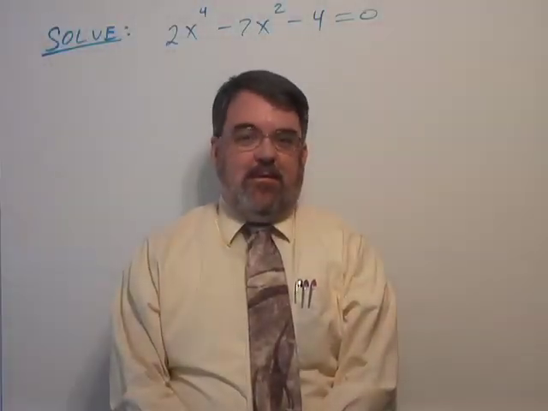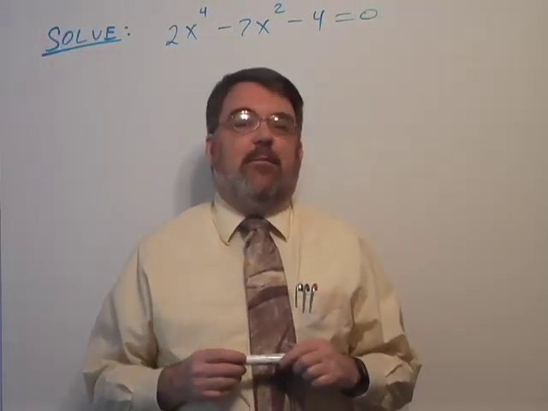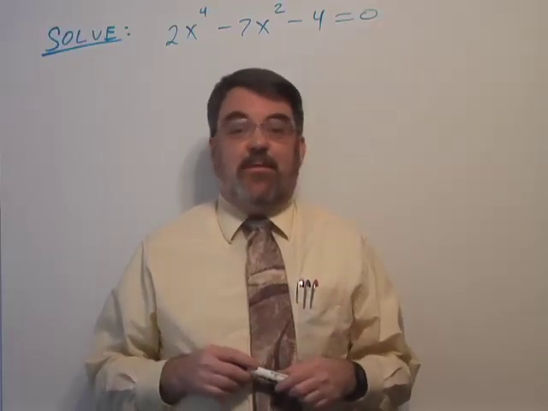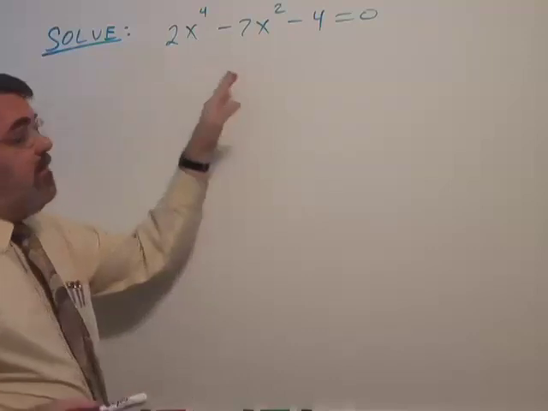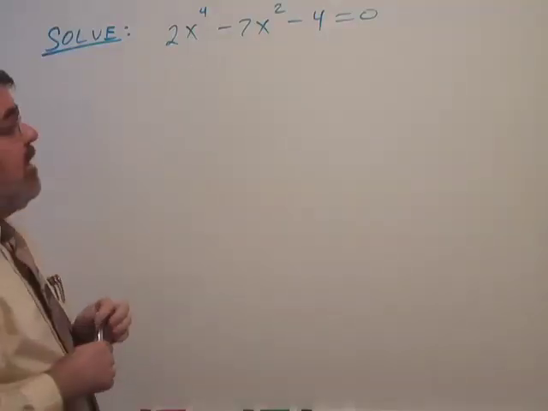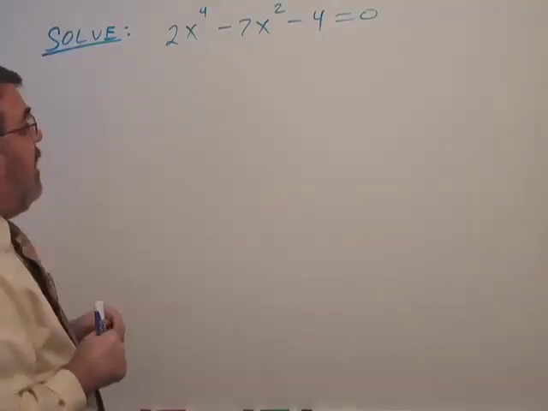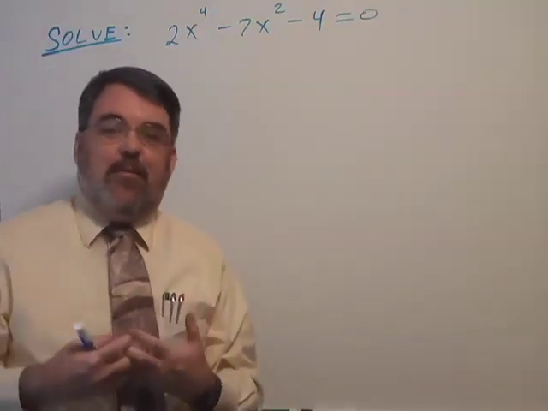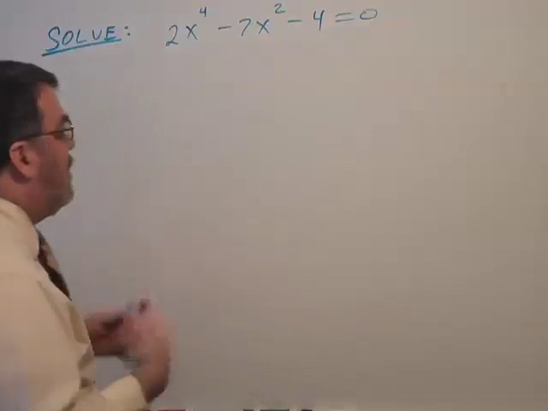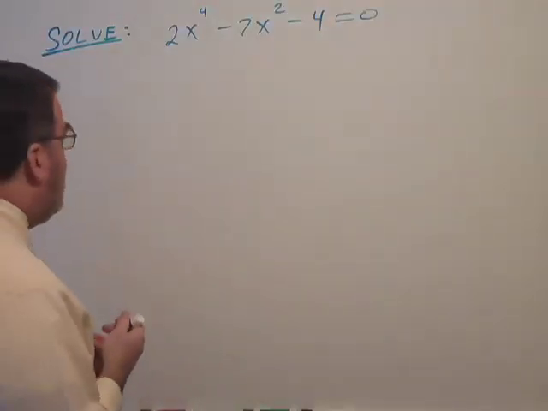We're going to work a few different varieties of quadratic form equations here in this video and the next video. And here's the first one: 2x to the fourth minus 7x squared minus 4 equals 0. It's a fourth degree polynomial, but it's quadratic in form. And what do we mean by quadratic in form? I want to make sure that gets into your head here.